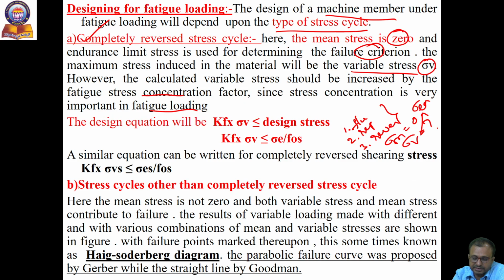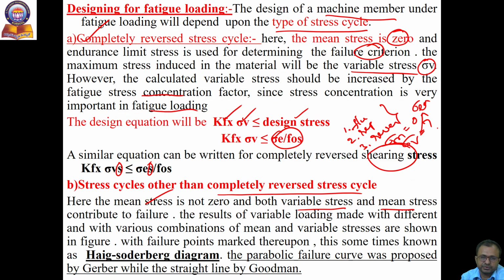Based on this, we write Kf times sigma V less than or equal to the design stress. Here the design stress is sigma E divided by the factor of safety. For shearing stresses, the same equation may be written with tau V and tau E like this. For the rest of the cycles, we use the same procedure. For stress cycles other than the completely reversed stress cycle, the mean stress is not 0. Both variable stress and mean stress contribute to failure.